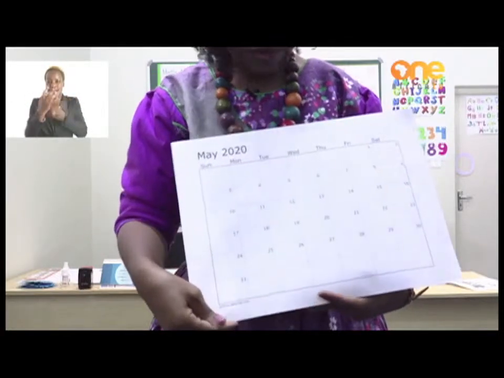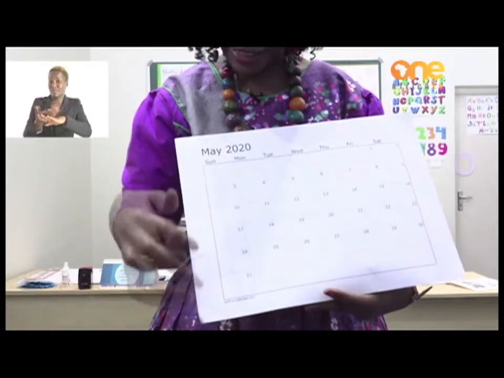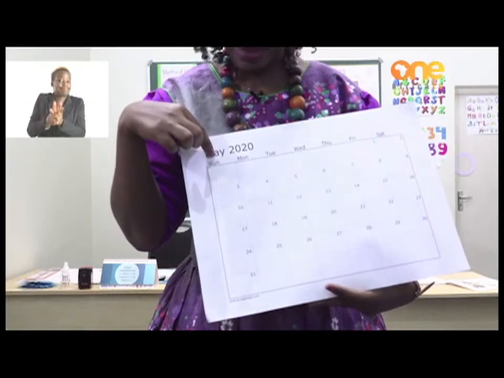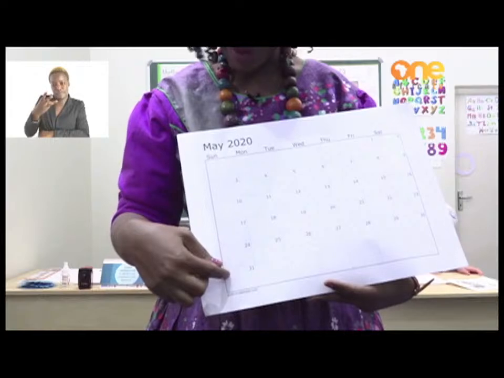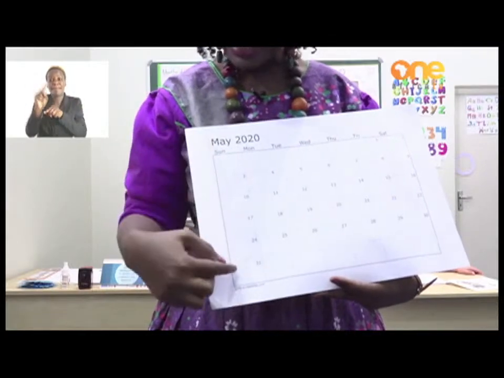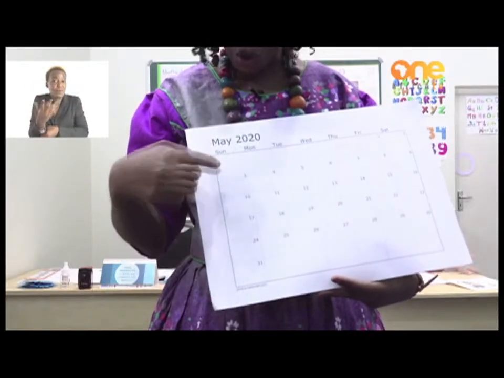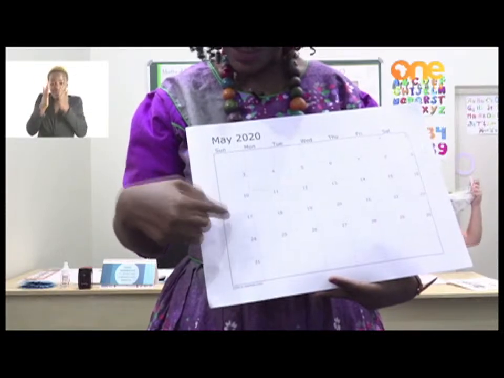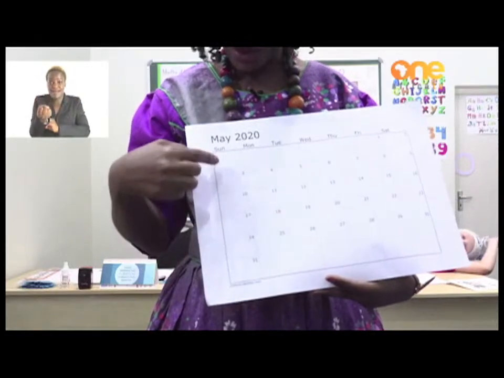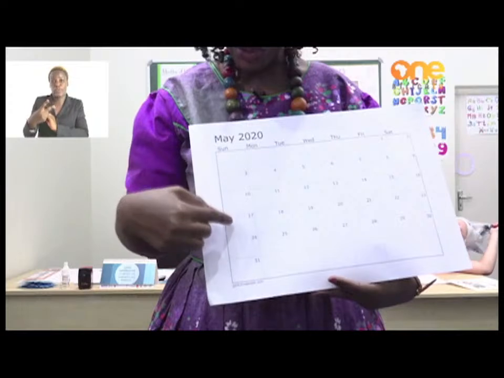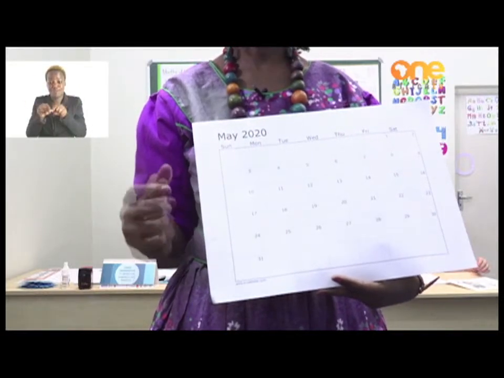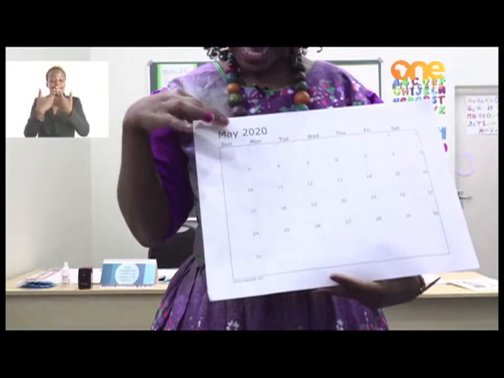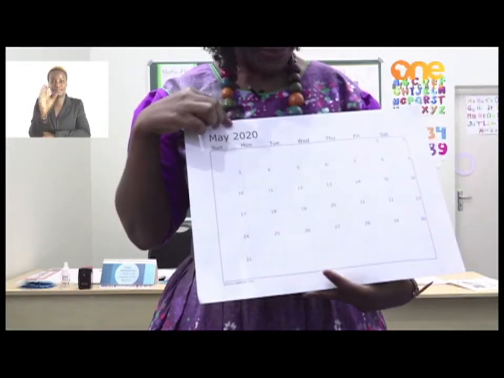All right. For example, if we have to look at the Sunday of May, it has 1, 2, 3, 4, 5, 6 boxes. But how many Sundays do you think we have? We only count the boxes with the numbers in them. So we have 1, 2, 3, 4, 5 boxes with the numbers. So we have 5 Sundays in the month of May.